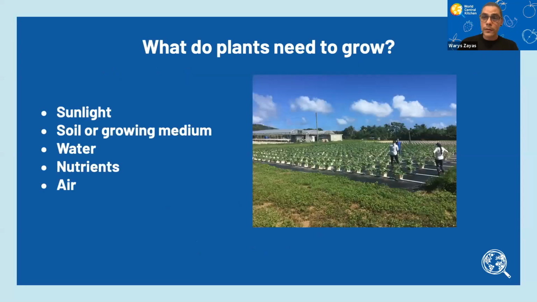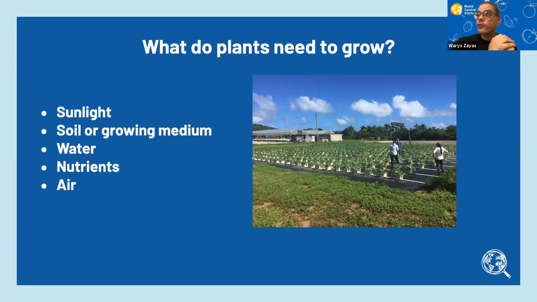One question I recommend you ask sounds really simple, but sometimes it is so simple that we may not put our full attention on those small details. The question is: what do plants need to grow? It is something we learn since elementary school, right? Plants need sunlight, soil or a growing medium, water, nutrients, and air.